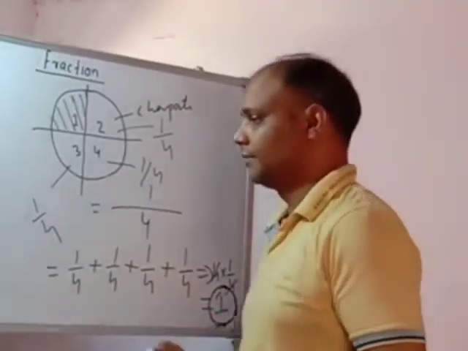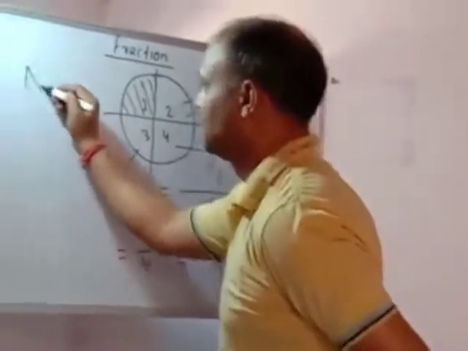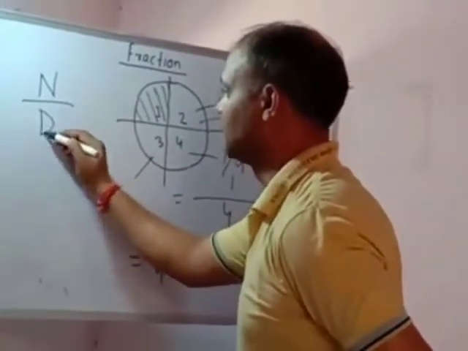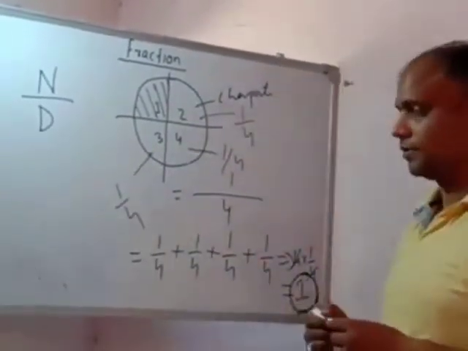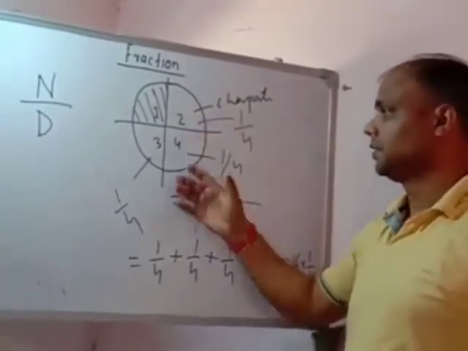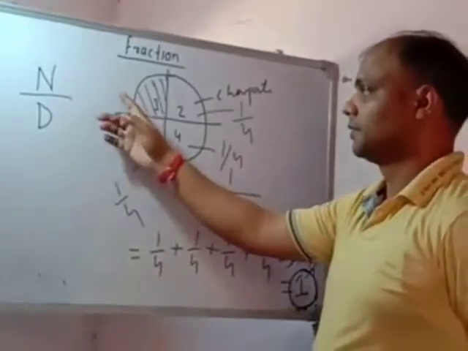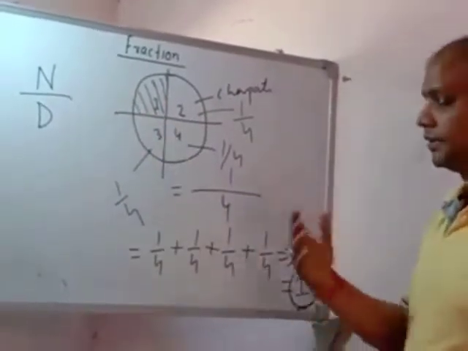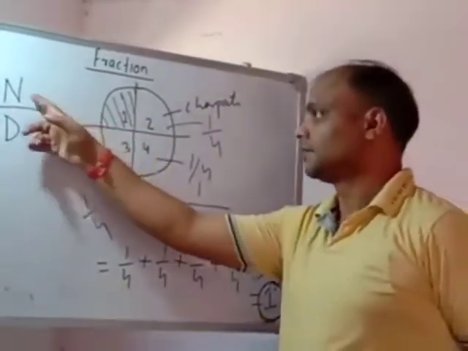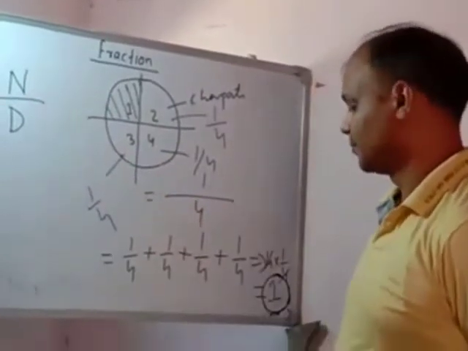In a fraction, this is the numerator and this is the denominator. So the total number of divisions is always placed in the denominator, and the part that the person is taking is placed in the numerator.